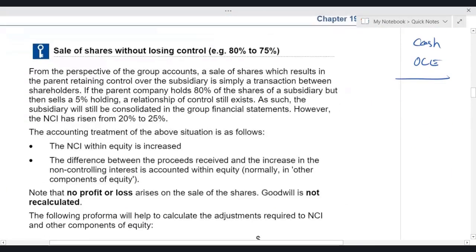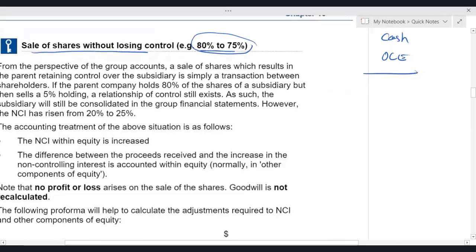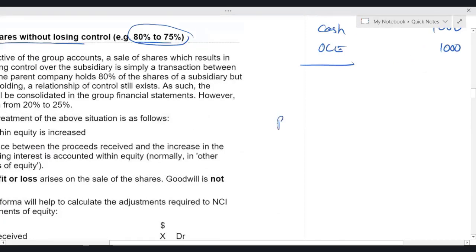Now, this is the scenario. I hope we did discuss this in the previous class: sale of shares without losing control. Now, from 80%, the parent is coming to 75%. In this case, NCI will increase. Parent is having 80% holding, NCI is having 20% holding. If the parent goes from 80 to 75, NCI goes from 20 to 25.